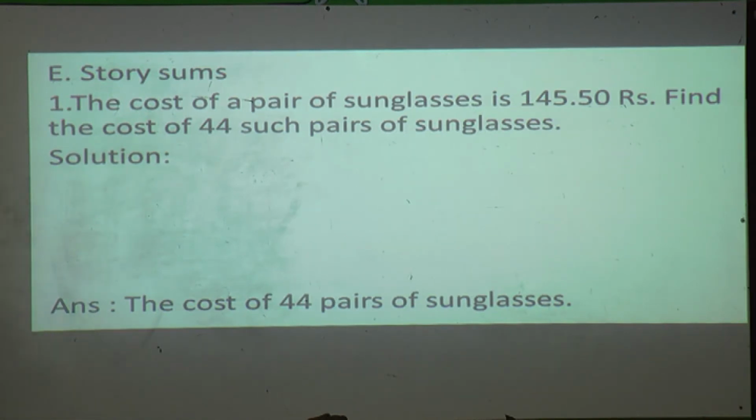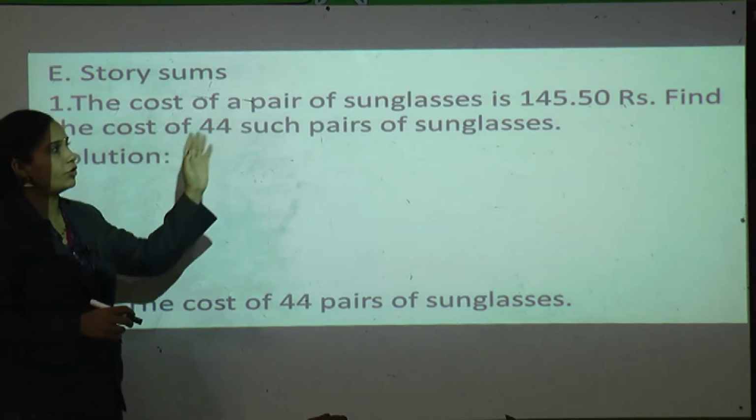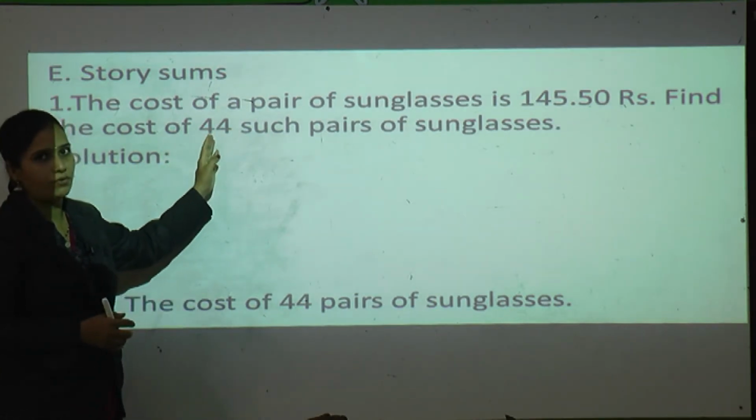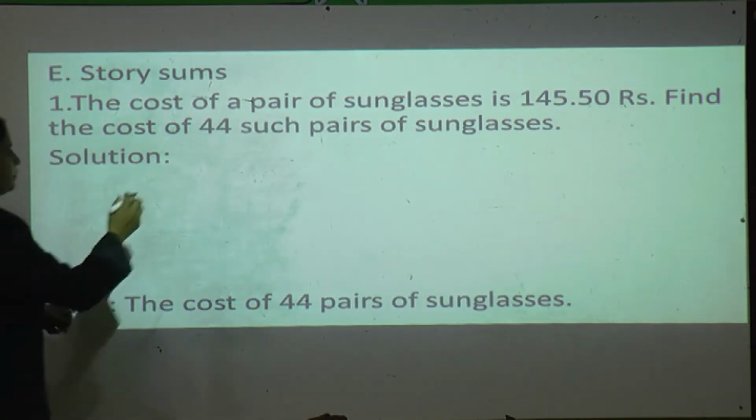So read carefully students. The cost of a pair of sunglasses is rupees 145.50. That means rupees 145 and 50 paise. Find the cost of 44 such pairs of sunglasses. Now students, what will we do here? Here the cost of a pair of sunglasses is rupees 145.50. So we have to find the cost of 44 pairs of sunglasses. So here we will multiply 145.50 by 44. So write here properly.